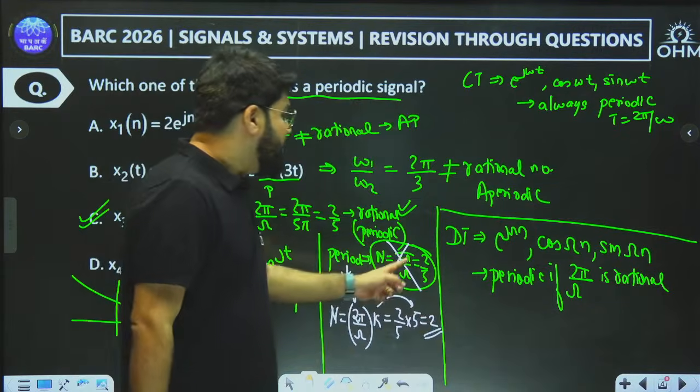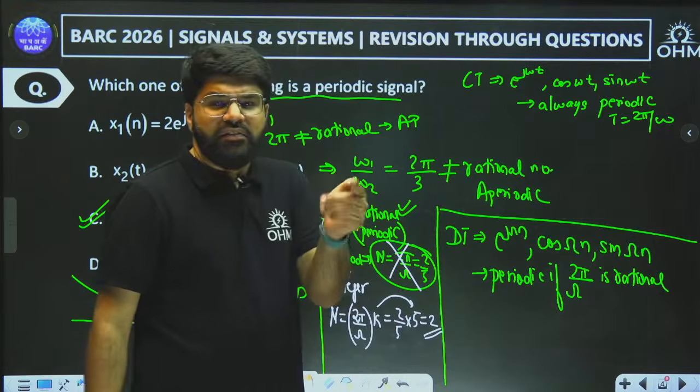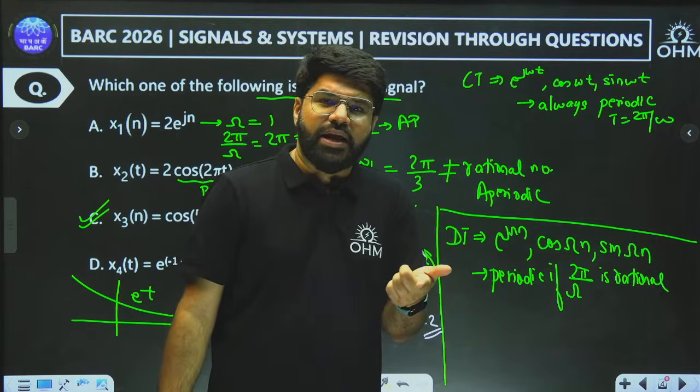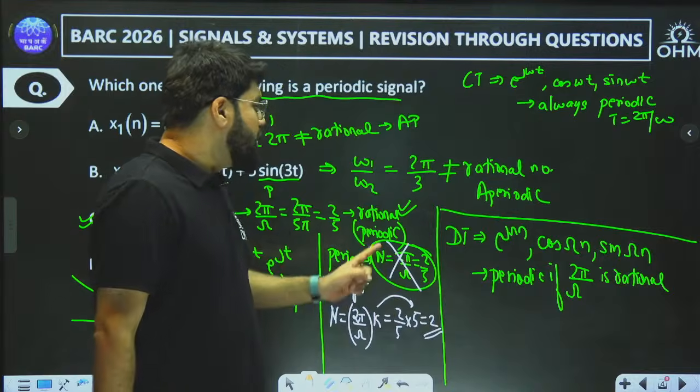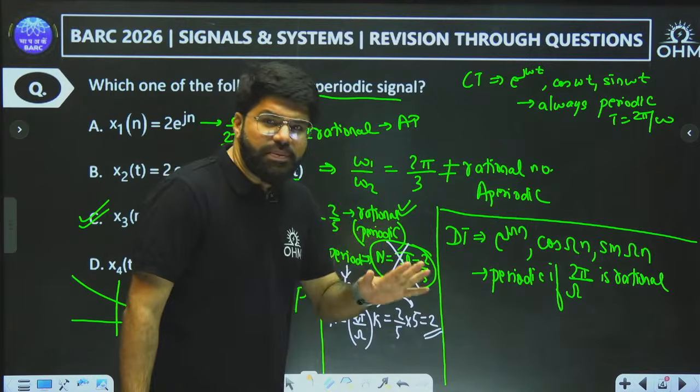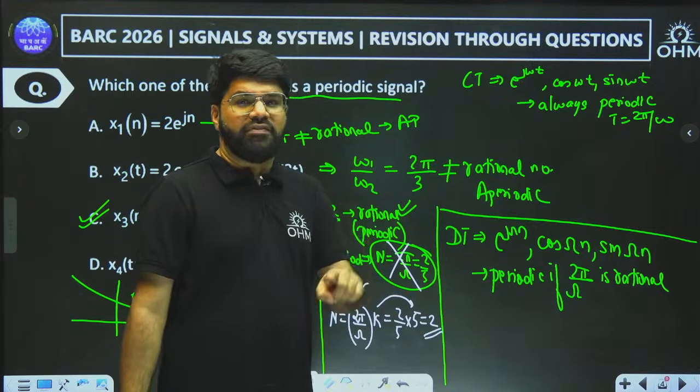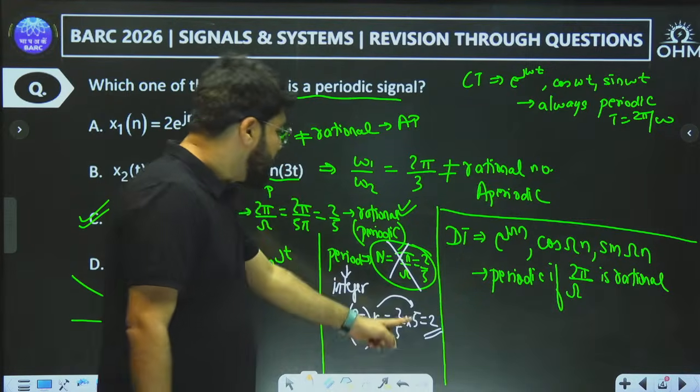Again I repeat, the value of the signal repeats at 2 by 5. But 2 by 5 is an invalid time in discrete domain, because discrete time means only integral values of time are allowed. 2 by 5, 4 by 5, 6 by 5, 8 by 5, 10 by 5. 10 by 5 is how much? 2. That is the correct period.